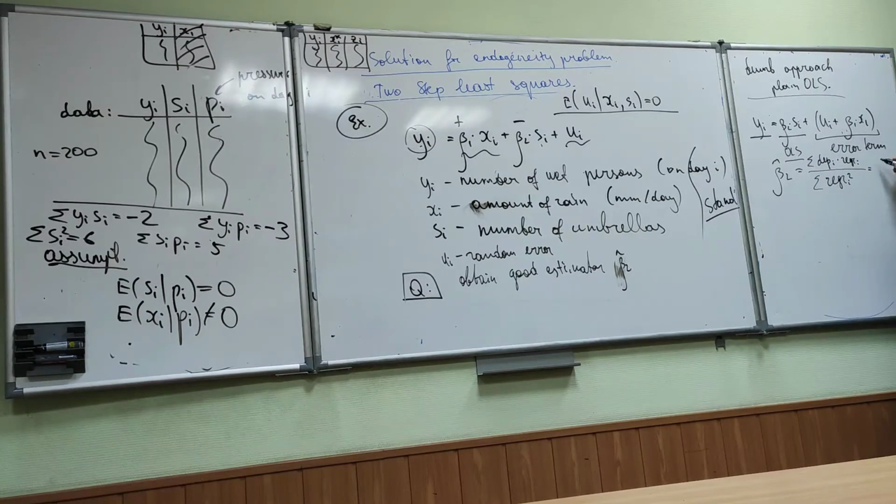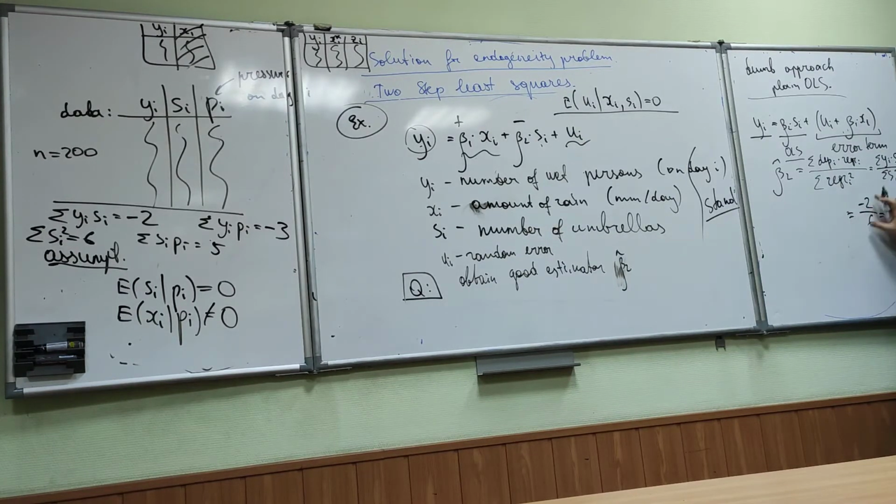Okay, so in this case it's the sum of y times s divided by the sum of s squared, and given my data set, I have the sum of ys, minus 2, divided by 6. It's minus 1 over 3, given my data set.